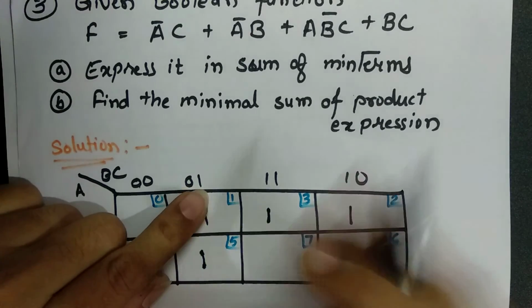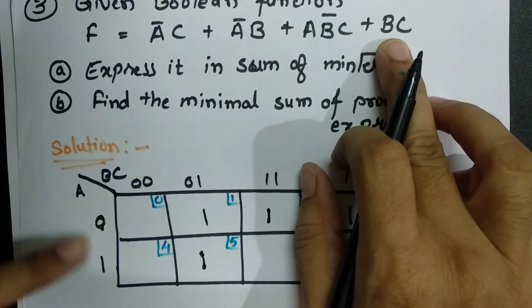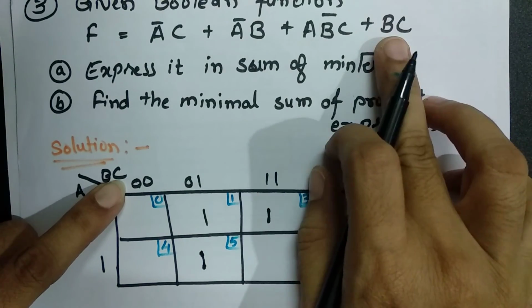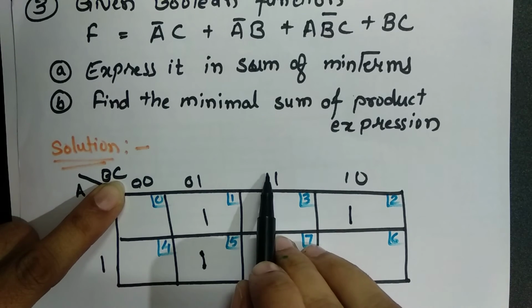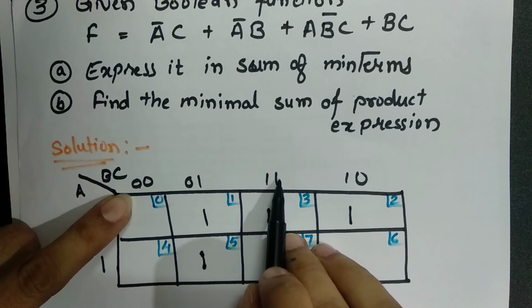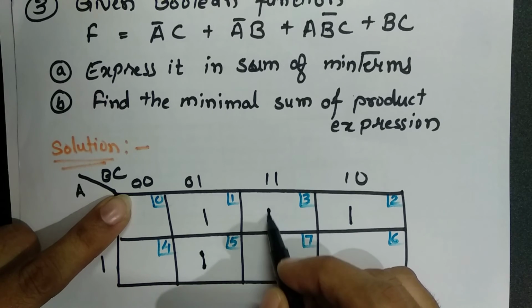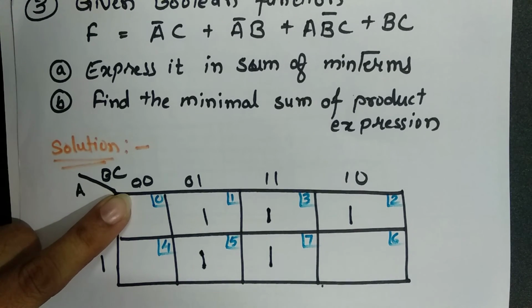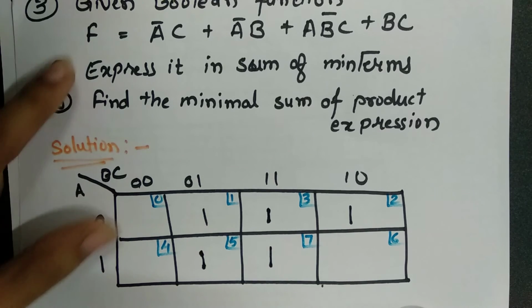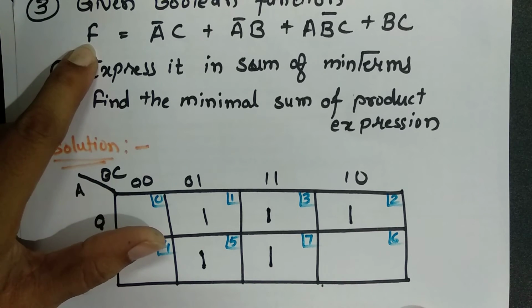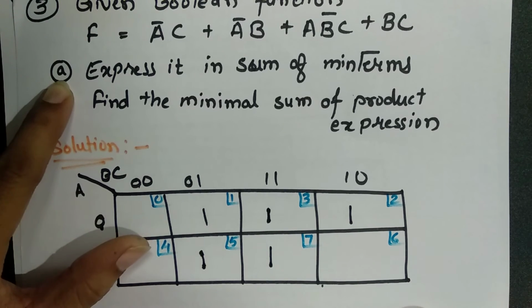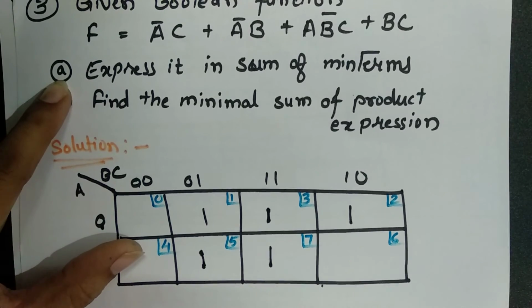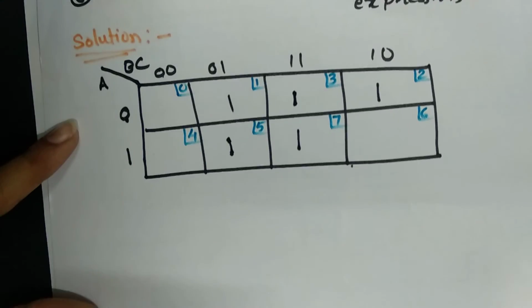Okay. Similarly, you have to find out for next, that is BC. Where it is BC. Here it is also B as 1 and C is 1. So column wise you have to write it down as 1, 1. So we have written down this complete equation in our K-map. Okay. So in this case your first point has been solved, that we can write down here.